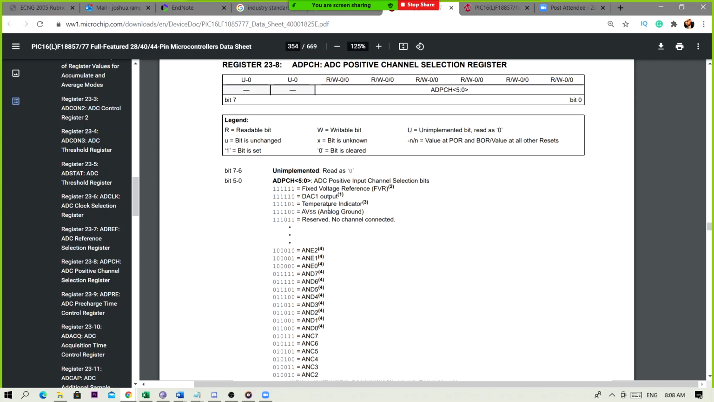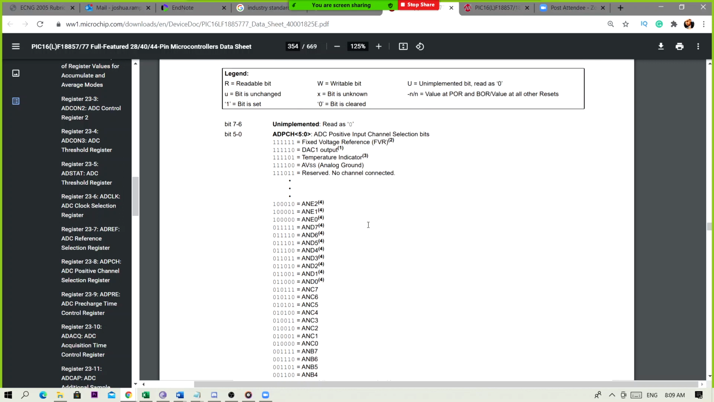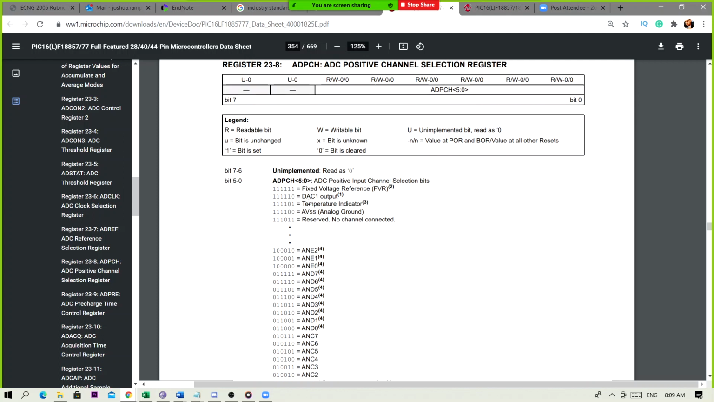Let's imagine we want pin B2 to be the channel we are reading. It tells us here that there are 5 bits we have to set in this register. Look at the top, pause. It tells you this is the register and there's a table. You notice bit 7 has a dash and bit 6 has a dash. Then it says we have to set bits 5 through 0, ADPCH 5 through 0. Below in the table, it explains which bit pattern matches which channel.